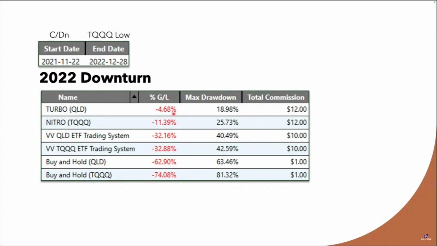So that makes it a lot easier to keep up with these systems, by having a fairly good level of confidence that I'm not going to blow up my account. And then the QLD and TQQQ using Greenlight Buy RT dropped about 32% with those 40-odd percent drawdowns. And you have to go through that and take a look at it. So sometimes the signals don't get us out quick enough is what happens.